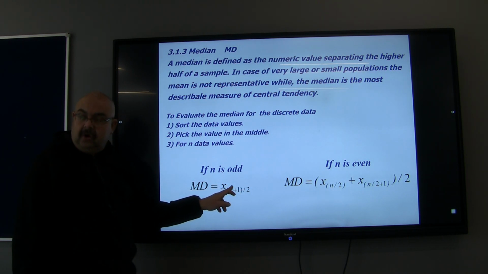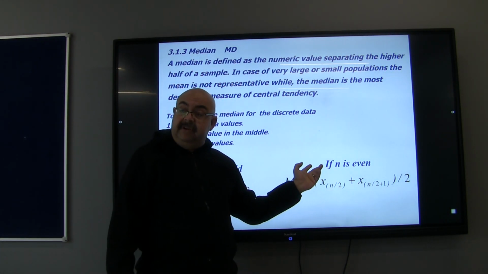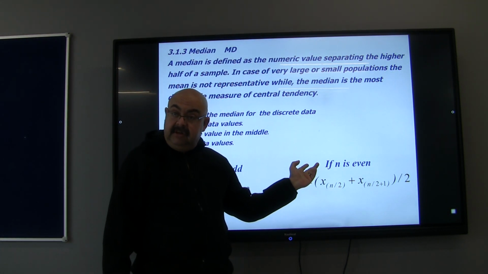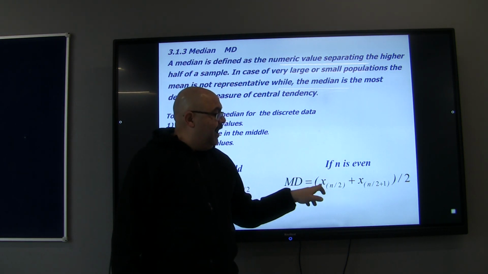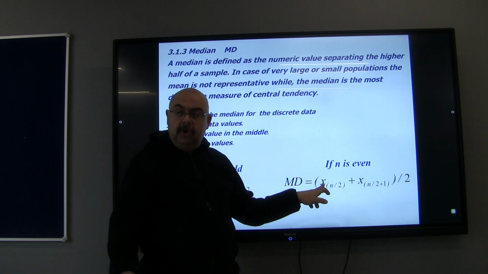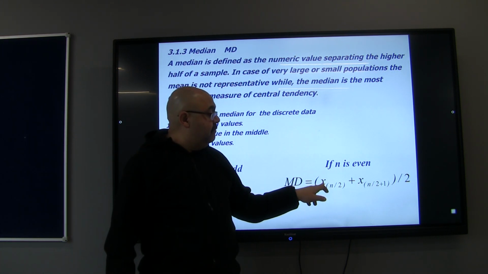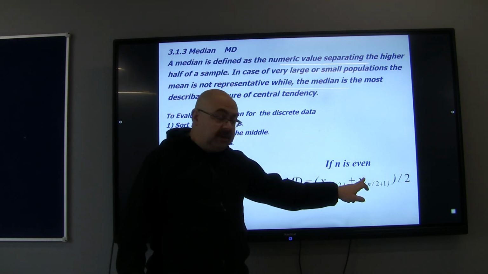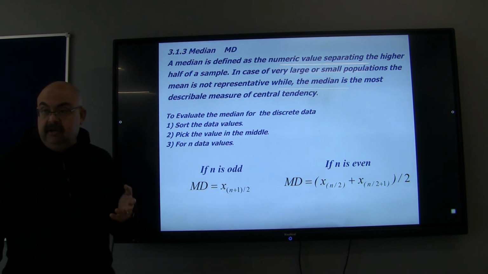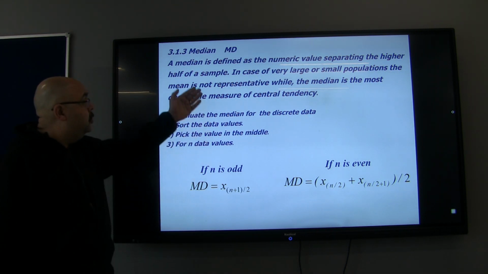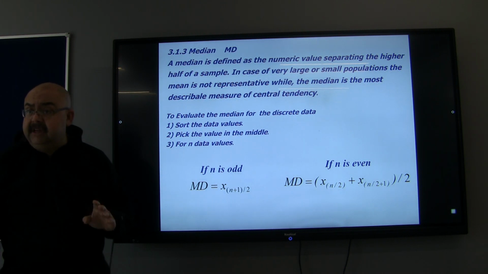This is going to be the rank of the median. If the number of your observations is even, I simply divide the number by 2 and get the value of that observation, which is the rank of the first of them, plus the following one, and then divide by 2. This way I can get the median for this set of data. Of course, all of this applies for ungrouped data only.